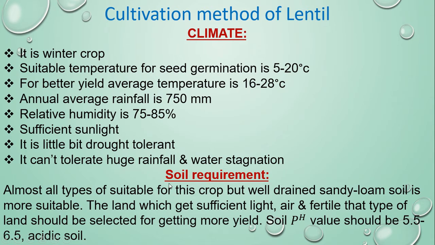Next point is, what is the soil requirement? Almost all types of soil are suitable for this crop, but sandy loam soil is best. Sufficient sunlight, air and fertile land is suitable for this crop, and the soil pH is 5.5 to 6.5. That means the soil is acidic in nature.